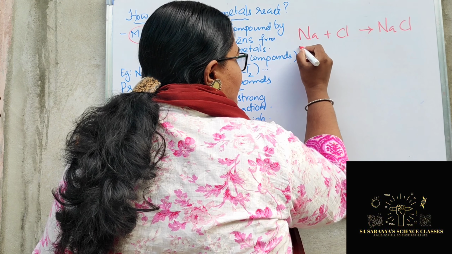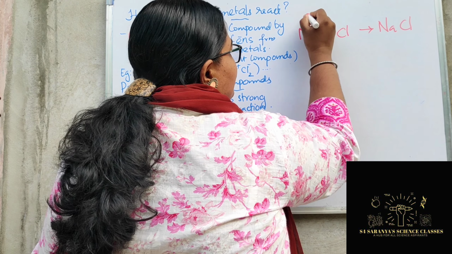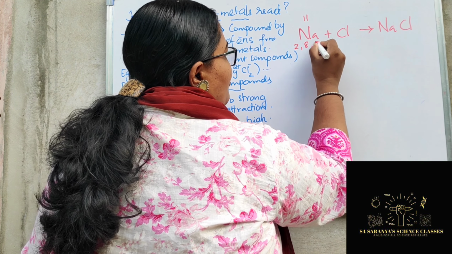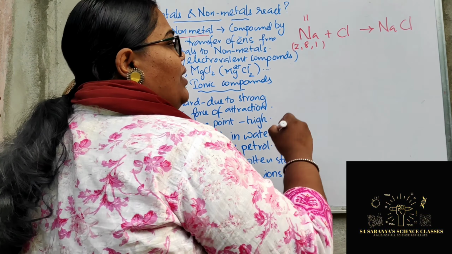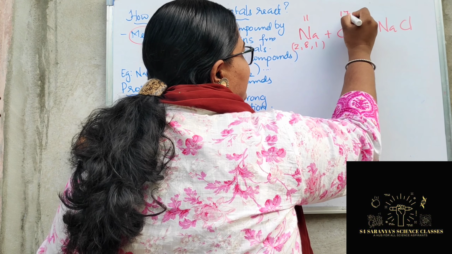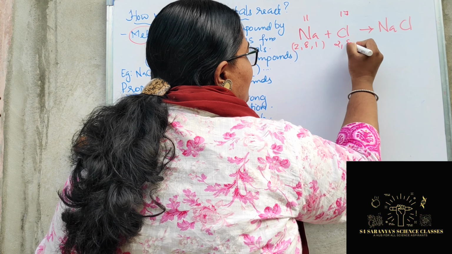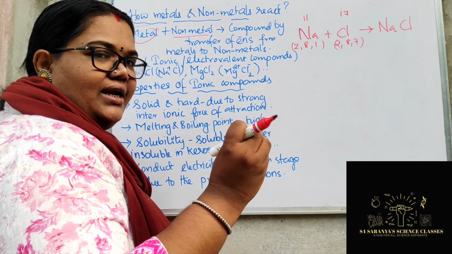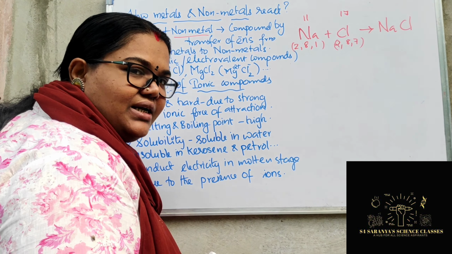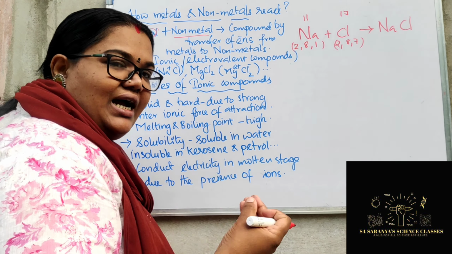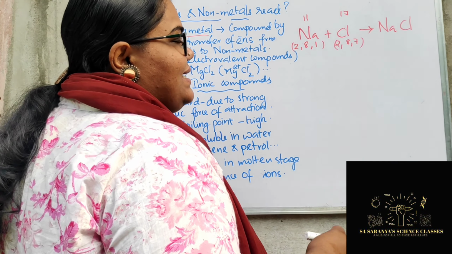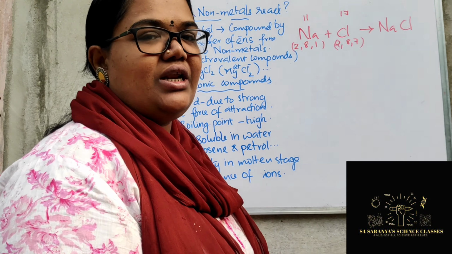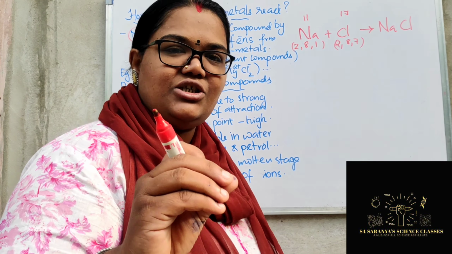When you take the electronic configuration, sodium has atomic number 11, so you have to write 2, 8, 1. What about chlorine? Chlorine has atomic number 17, and its electronic configuration will be 2, 8, 7. You know that हर एक element chemical reaction में take part करता है to complete the octet, so that it will get stability. Stability attain करने के लिए वो chemical reaction में take part करता है. Stability means outermost shell में 8 electrons होने चाहिए. That's actually the octet rule.